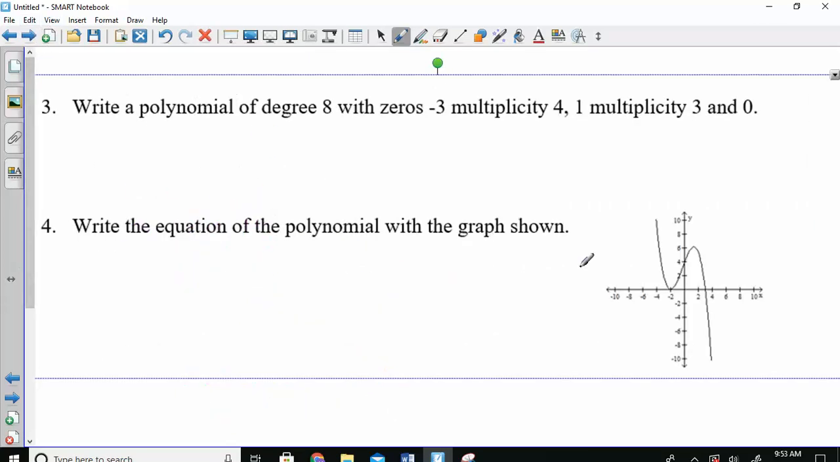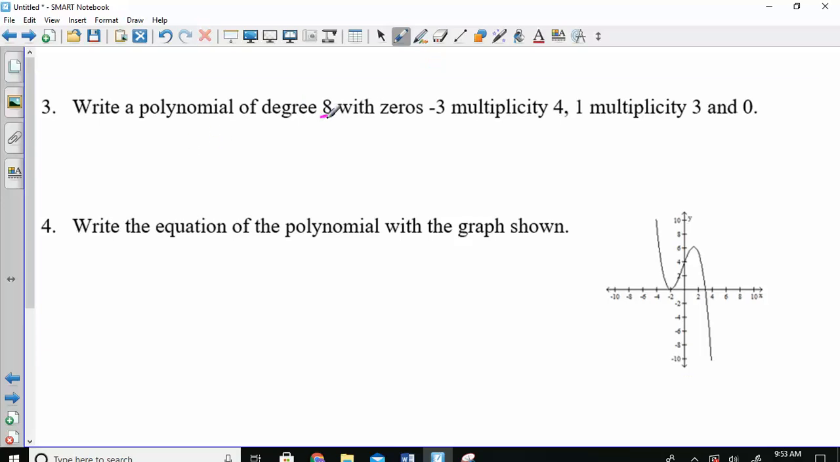The next one, I could ask you something like this on our quiz, because we've talked a lot about what our polynomials might look like. So degree 8, that means we have to have, if negative 3 is a 0, what goes in my factored form? That was multiplicity 4, so what does that mean? You either write it 4 times or just do to the 4th power.